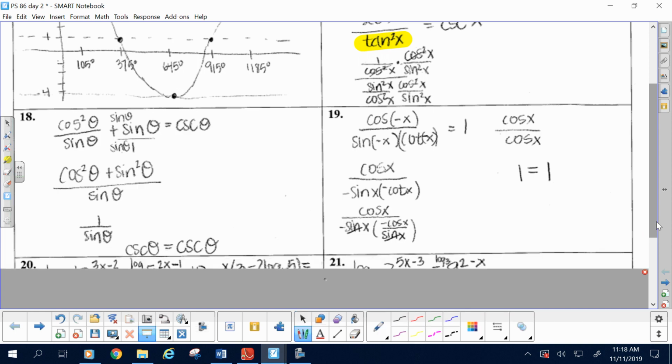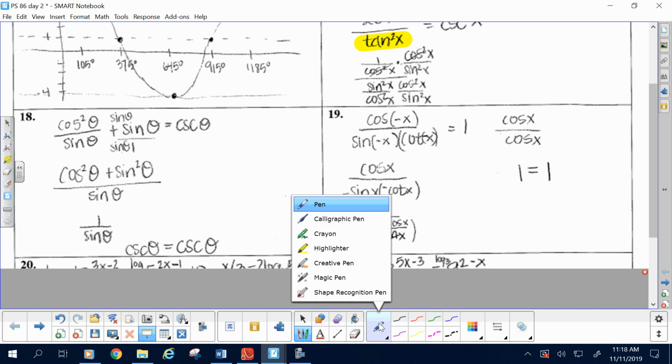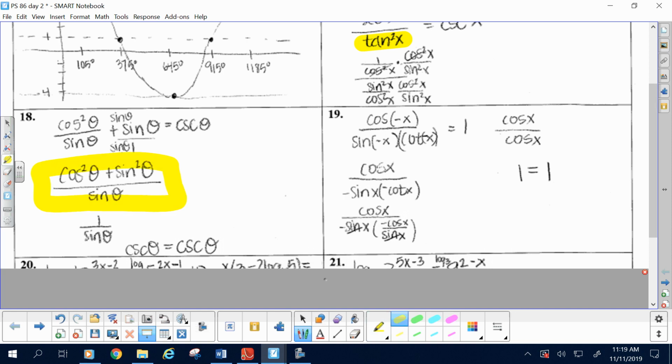For 18, I hope you got a common denominator. When you get a common denominator, this is what it should look like: sine squared plus cosine squared in the numerator, which is then 1, and 1 over sine is cosecant.